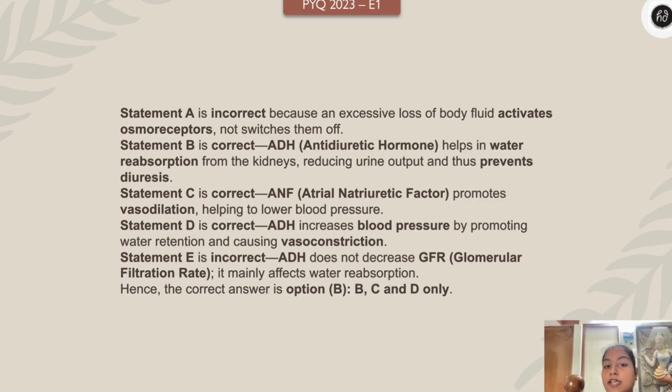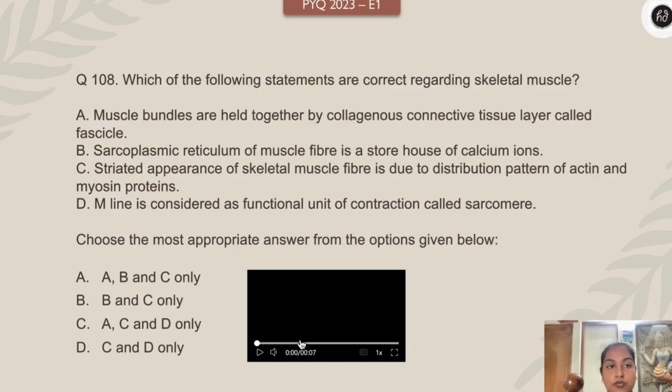Statement C, if you see, ANF, atrial natriuretic factor, promotes vasodilation, which is also true. Statement D is correct because ADH, yes, it will increase the blood pressure by promoting water retention and causing vasoconstriction. Statement E is incorrect because it does not decrease the glomerular filtration rate. It mainly affects water reabsorption only. So B, C, D only is the right option.